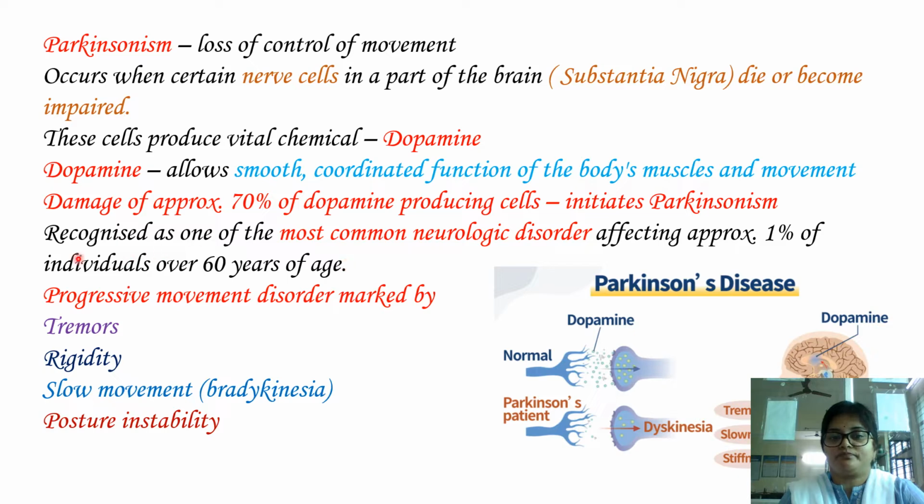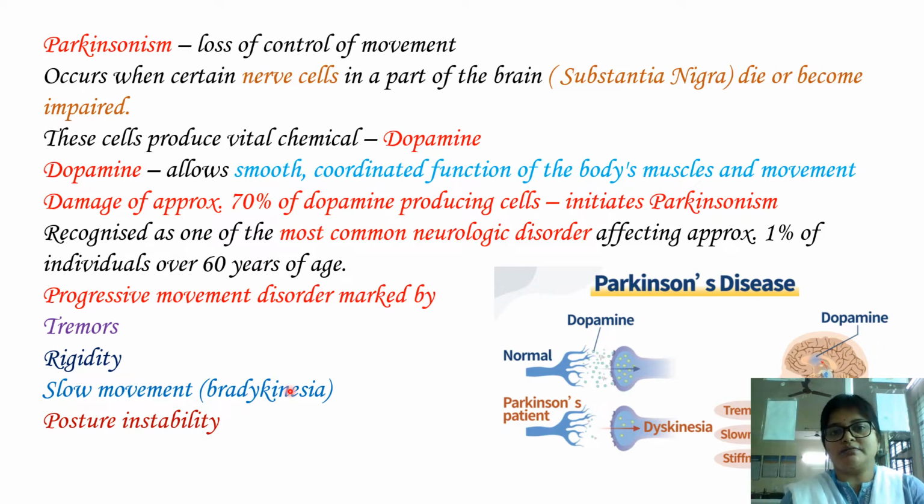This is a progressive movement disorder. Because of Parkinsonism, there will be tremors and rigidity, which means a person cannot move the limbs easily, and slow movement. This slow movement is called bradykinesia: the person cannot walk faster or walk as normal. There will also be postural instability, which means they cannot stand straight as well.